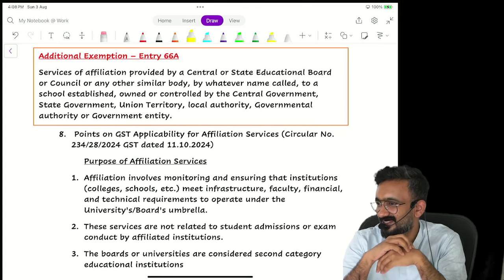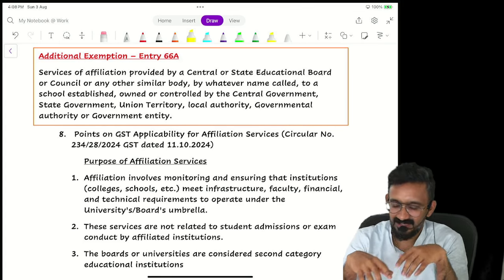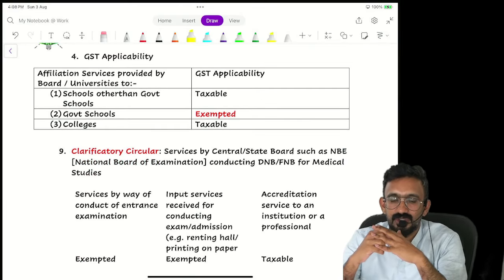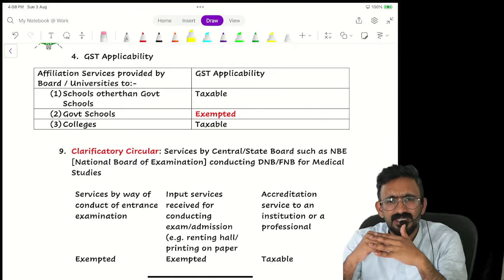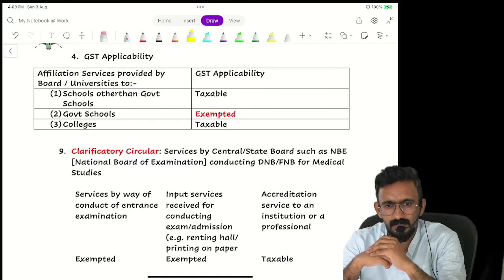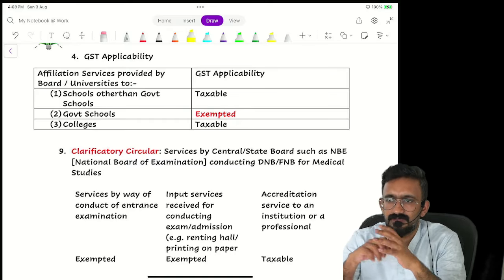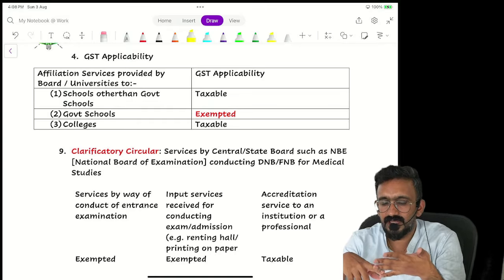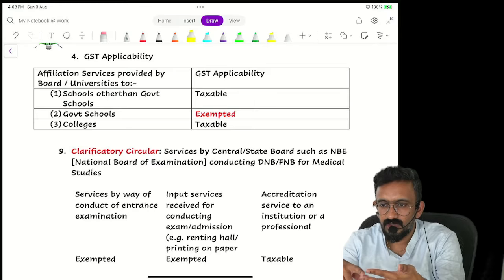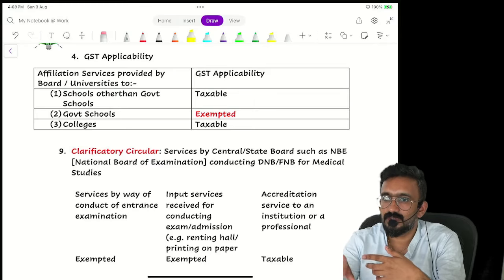Affiliation services. Okay, I've written a summary here for you. Affiliation, what is your exemption available? What is affiliation? Who provides to whom? Affiliation is given by, say for example, if you want to start a school, you need an affiliation either from state board or CBSE or some other board. You want to start a college, you need an affiliation from university.